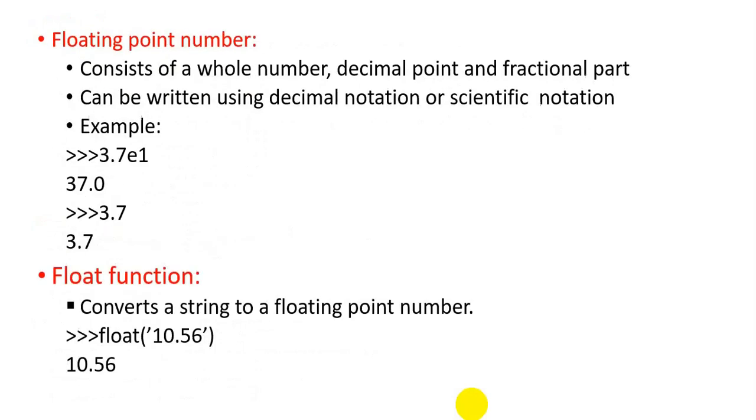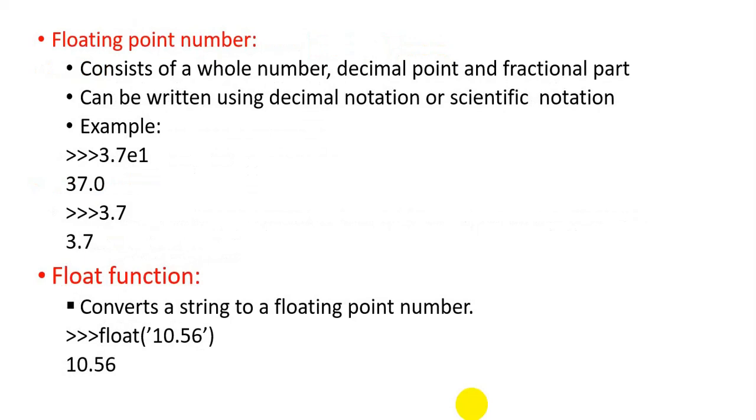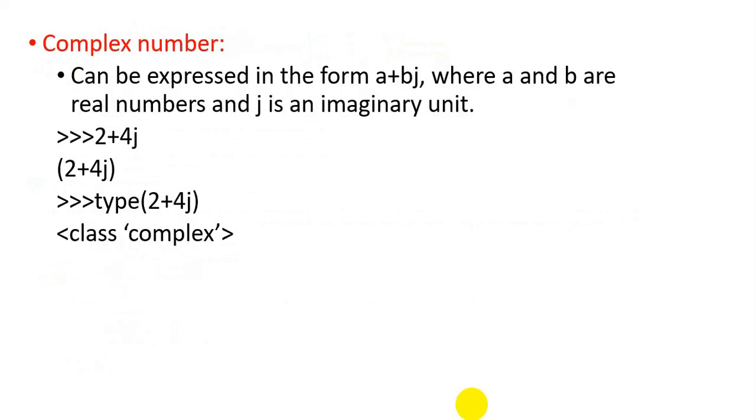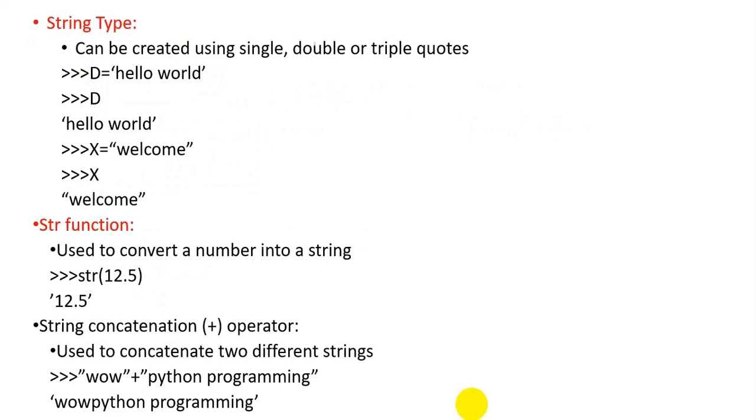That's it. The basic data types are integer, with the int function which converts a string or a floating point number into an integer. Next is the floating point number, which can be represented in decimal or scientific notation. Float is a function which converts a string into a floating point number. Next, complex number. It contains two parts, real and imaginary. Next is the Boolean data type, which represents the value true or false. Next is the string type. So these are the basic data types, and the appropriate conversion functions we have also discussed in this video lecture.